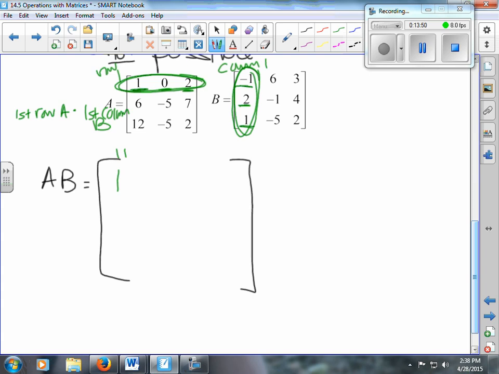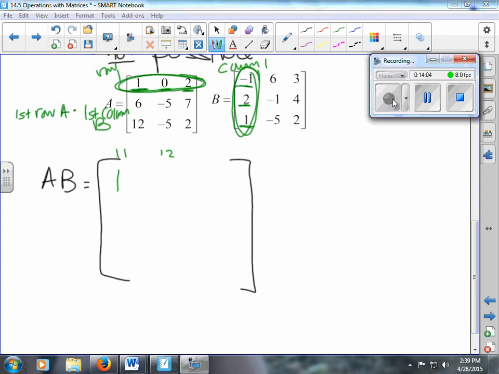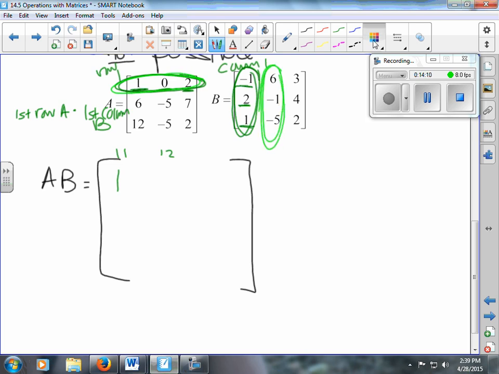Now to get the row 1, column 2 entry, I'm going to take row 1 times column 2 now. So I'm going to dot product row 1 with column 2. Change to a slightly subtler shade of green. Okay, so row 1 dot column 2, so I'm going to take 1 times 6 plus 0 times negative 1 plus 2 times negative 5. So that's 12 minus 10, that's 2. So I did row 1 dot column 2 to get my row 1 column 2 entry.